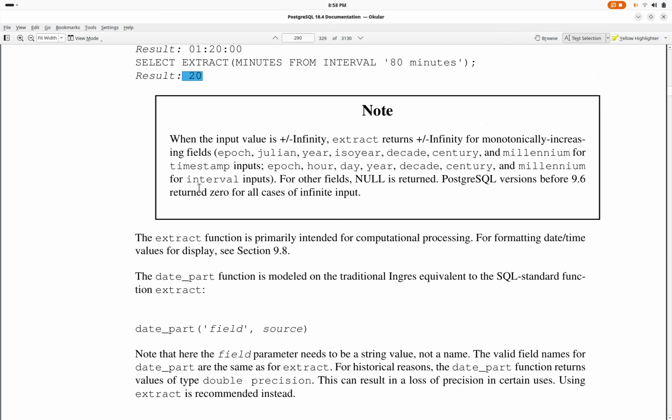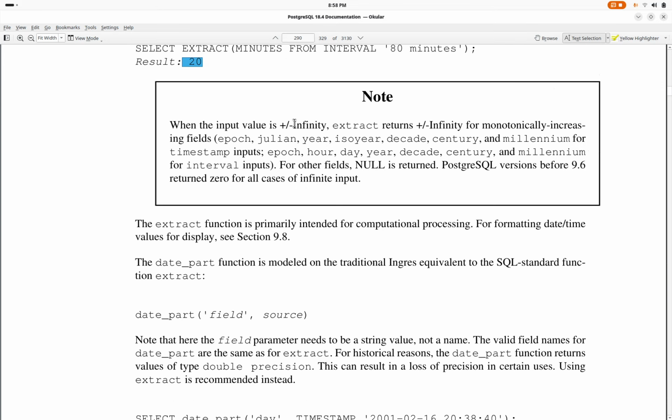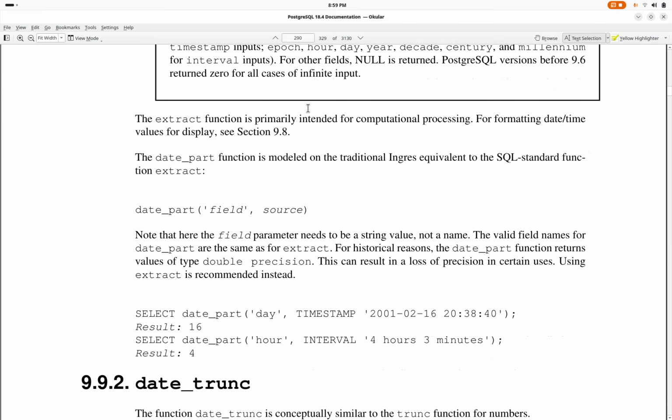When the input value is plus or minus infinity, extract returns plus or minus infinity for monotonically increasing fields like epoch, Julian, year, ISO year, decade, century, and millennium for time inputs. Epoch, hour, day, year, decade, century, millennium for interval inputs. For other fields, null is returned. PostgreSQL versions before 9.6 return 0 for all cases of infinite input.